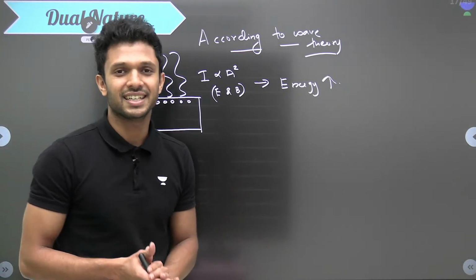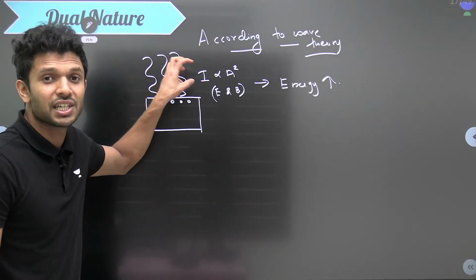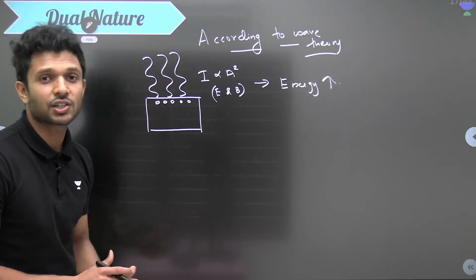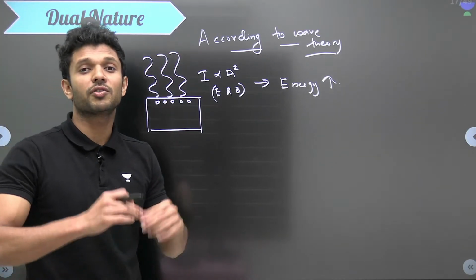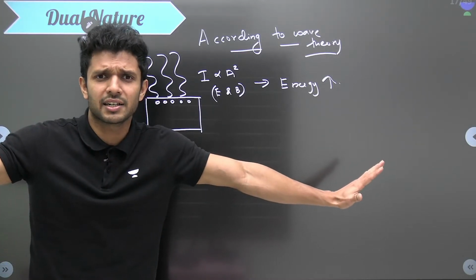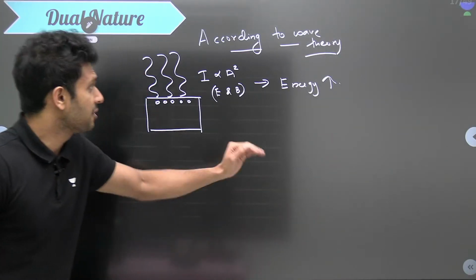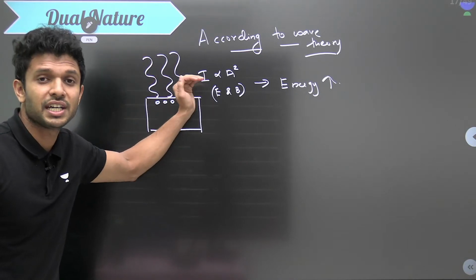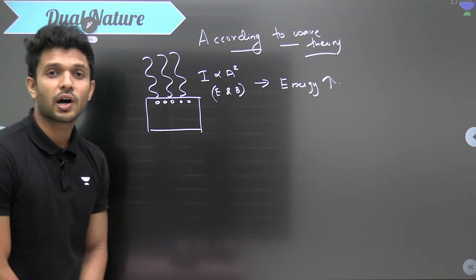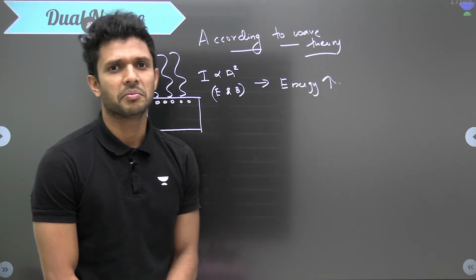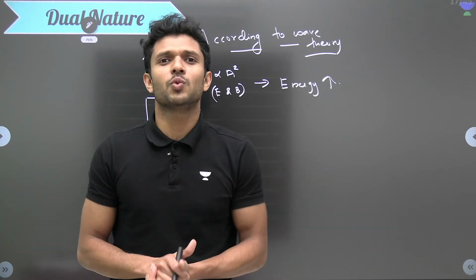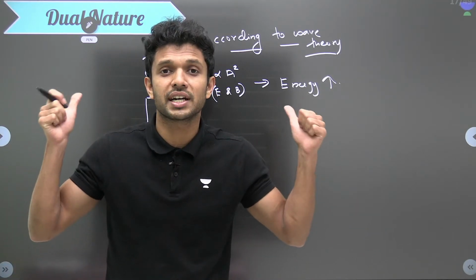According to wave theory, a light of sufficient intensity should be able to knock out the electrons irrespective of threshold frequency. Whatever may be the frequency, it doesn't matter. According to wave theory, if a light has sufficient intensity, it should be able to knock out the electrons. But this is not happening. This is actually a contradiction to what was observed in the photoelectric effect.